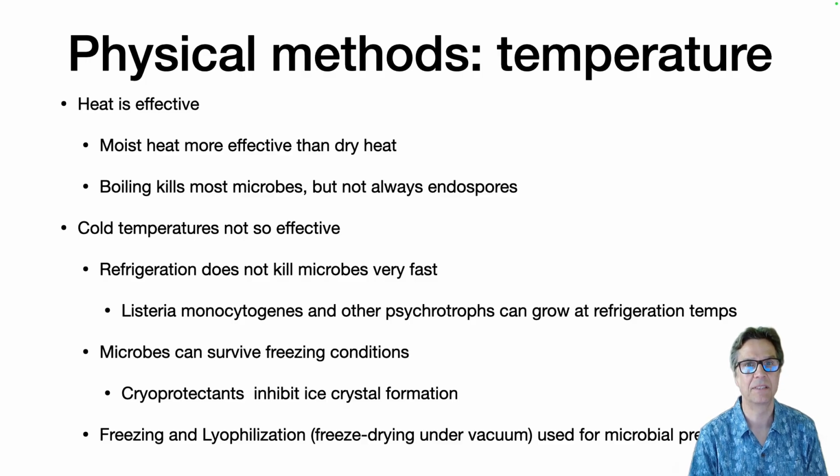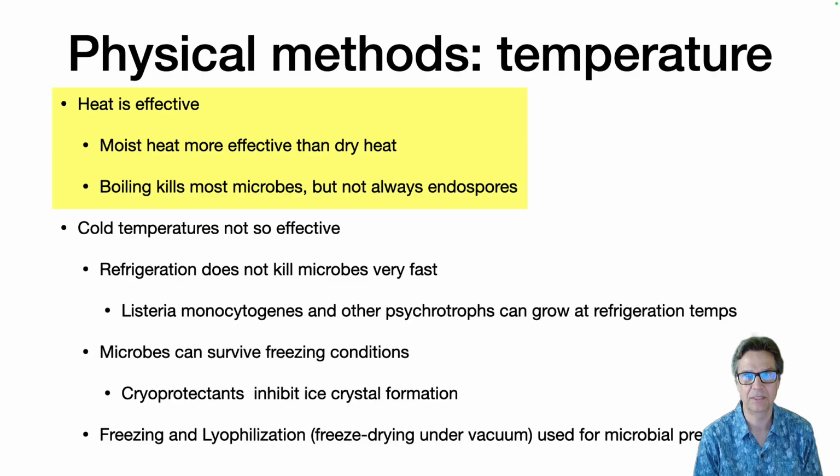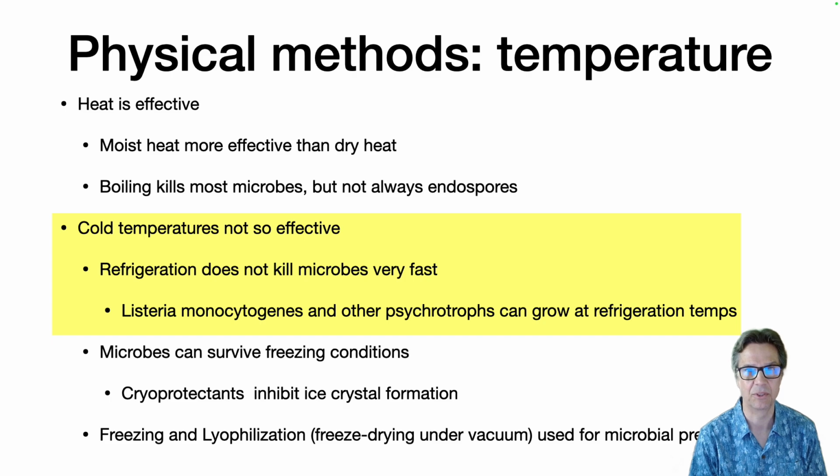There are numerous physical methods for controlling microbial growth. One of the oldest and most effective is temperature. Moist heat, steam, is more effective than dry heat. Boiling kills most microbes, but not endospores. Cold temperatures can preserve food and stop growth, but refrigeration, again, does not kill microbes.